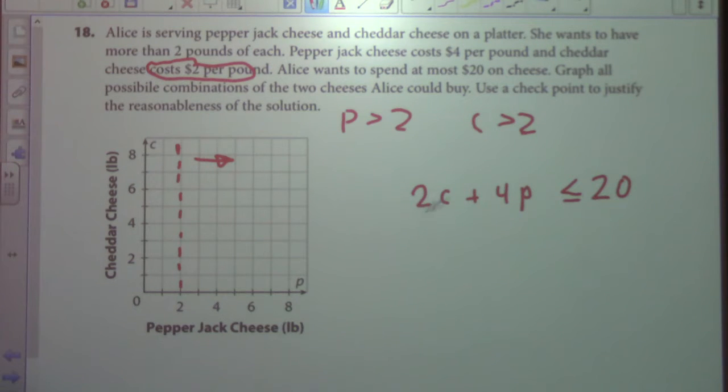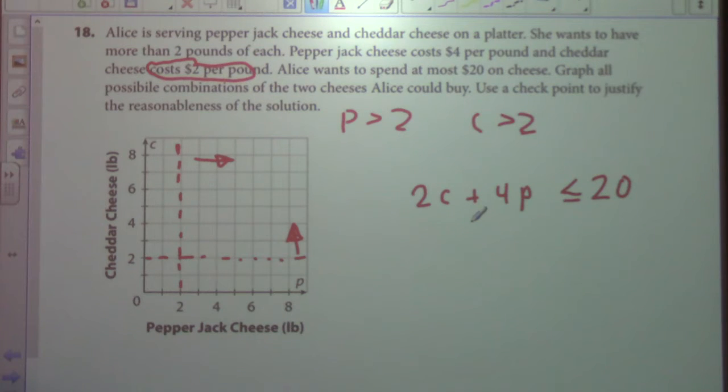Okay, then what else, Michelle? That's going to be the pepper jack, so that's going to be the P, right? That's P is greater than 2. What about the C? You do on 2 over here, and greater than? Greater than, right? Okay, what about this guy right here? What do we do with this guy?